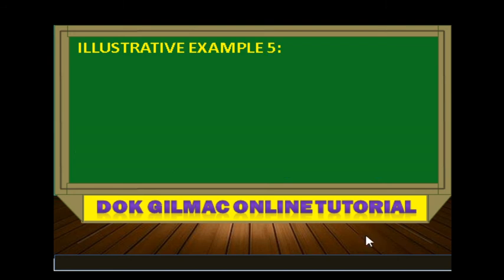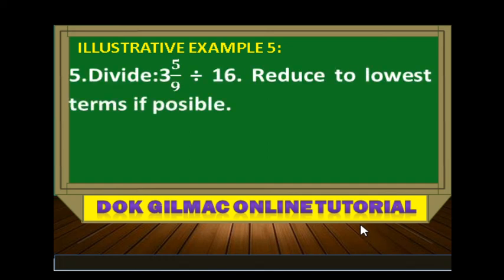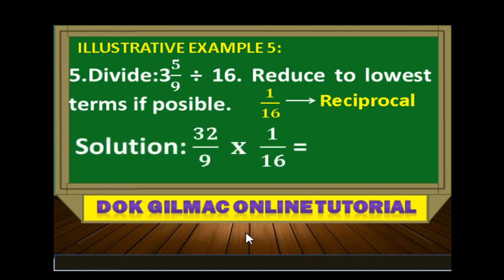Let's have illustrative example number 5. Divide 3 and 5 over 9 divided by 16. The divisor is a whole number, 16. This can be written as 16 over 1. So therefore, the reciprocal is 1 over 16. So from here, we can now perform multiplication. 9 times 3 is 27 plus 5 is 32. So we have 32 over 9 times 1 over 16.